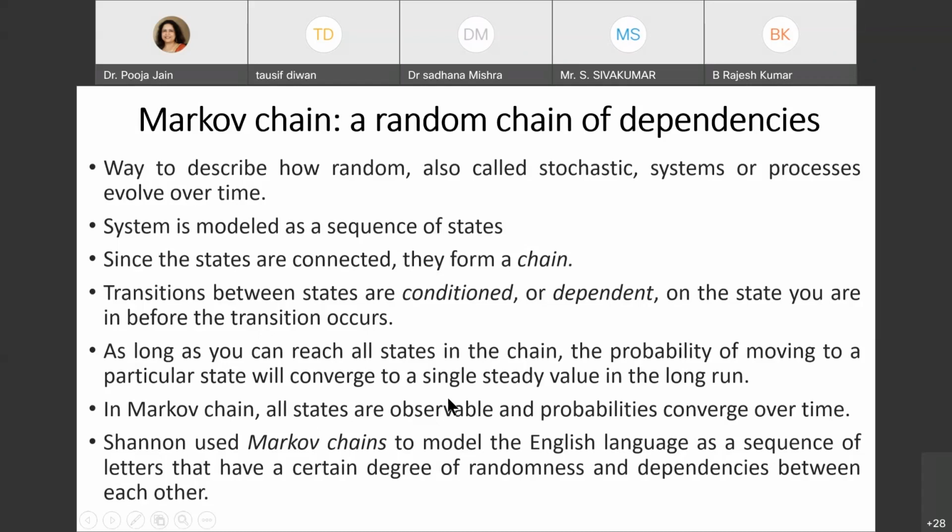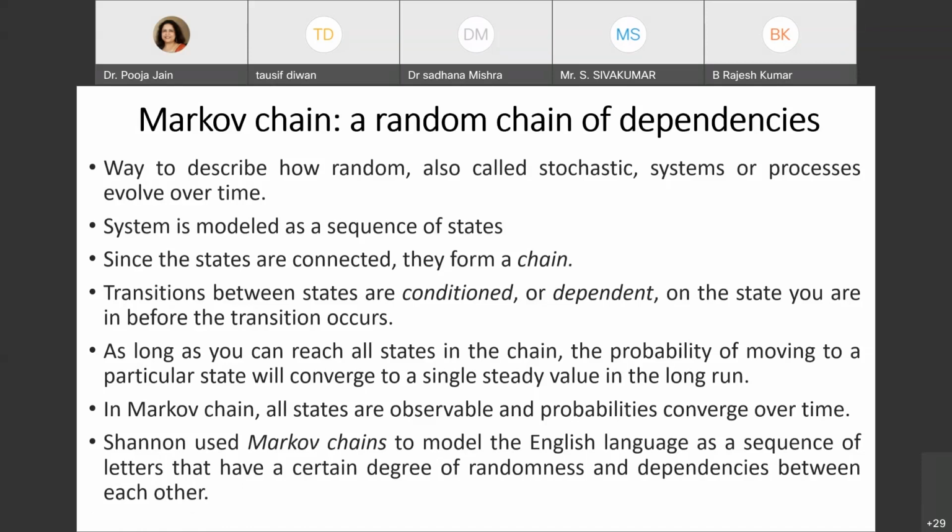What this says is, as long as you can reach all the states in the chain, the probability of that particular state is converged to a single state in the long run. Here it is saying that, suppose you consider 10 states, and you can start from any state, you can reach any other state. Okay, so in the long run, it does not matter whether the states are dependent or independent. It says that in the long run, it is getting converged irrespective of the dependency among the states.